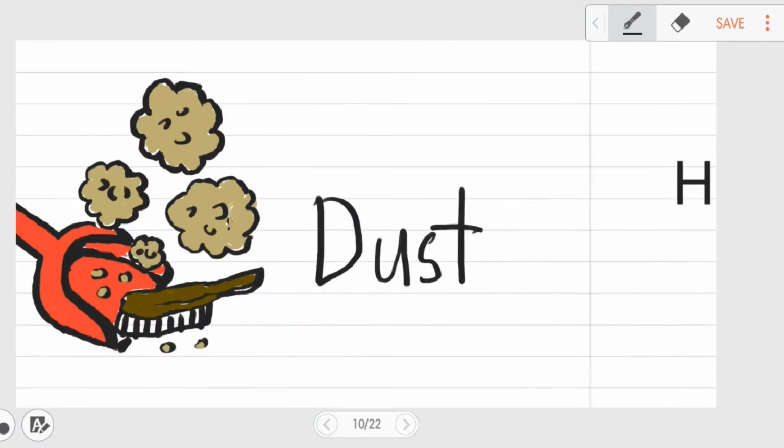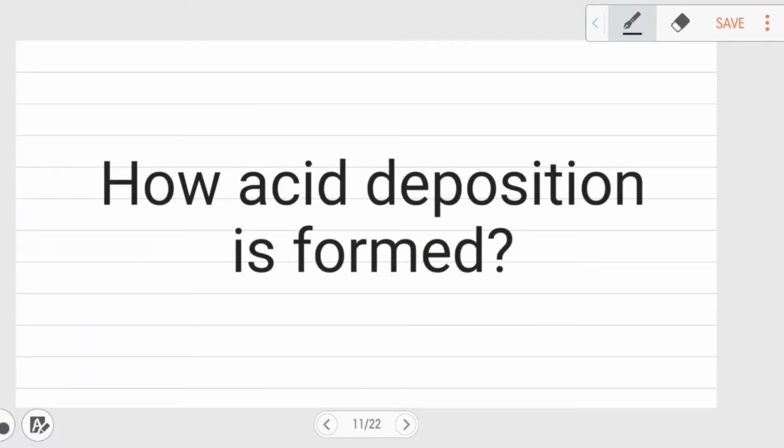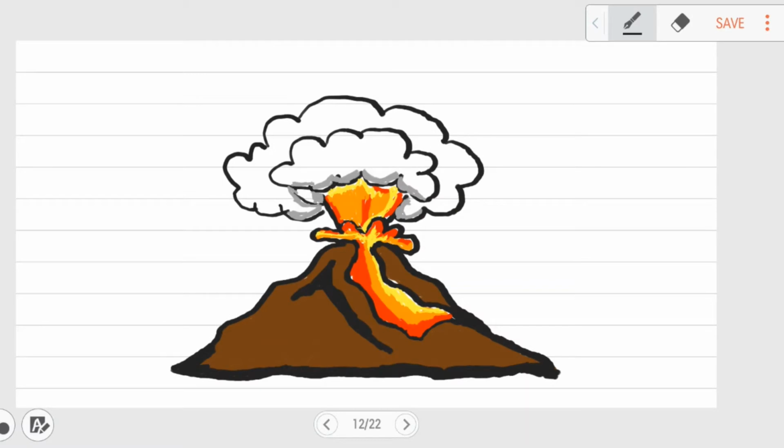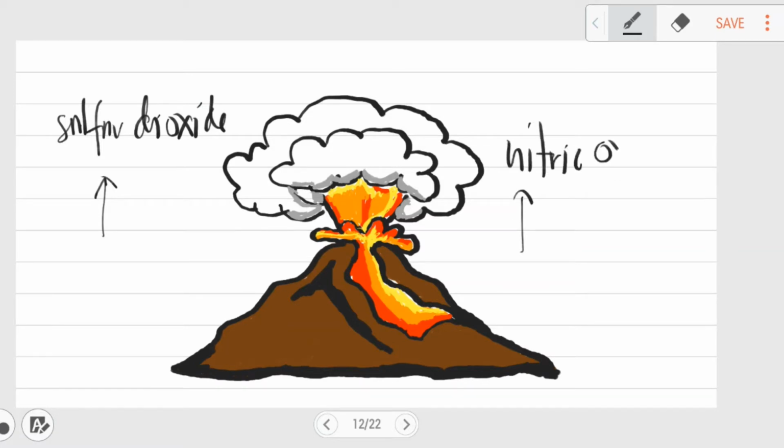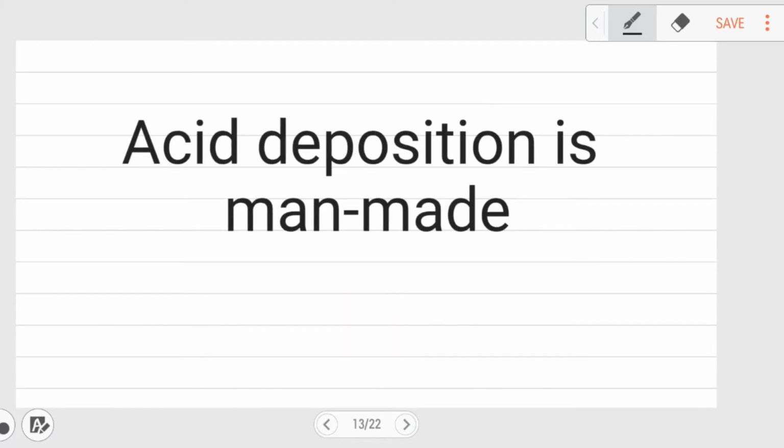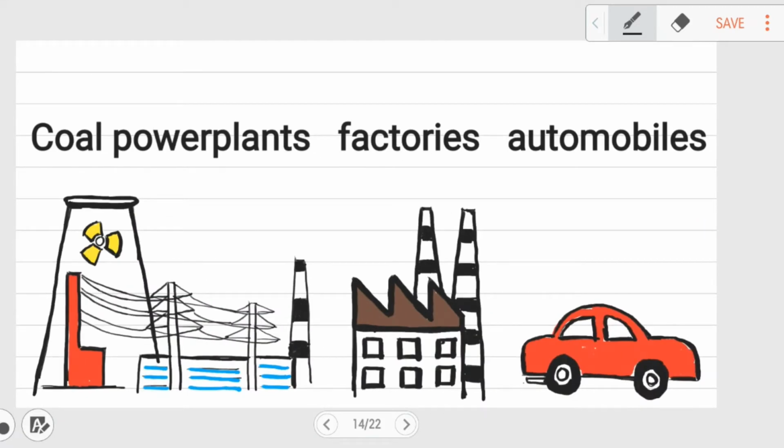So how is acid deposition formed? It can be formed by natural phenomena like erupting volcanoes that release sulfur dioxide and nitric oxides. But most of acid deposition is a product of human activities. The biggest sources are the coal-burning power plants, factories, and automobiles.